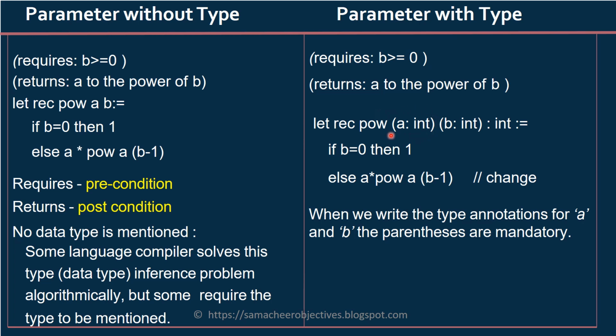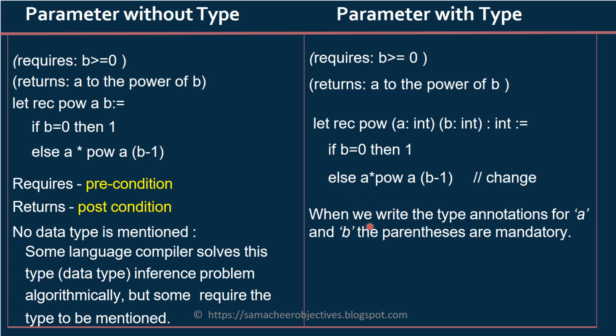How does the data type need to be specified? Followed by a colon and the data type. And second also, b followed by a colon and the data type. And its return value will also be an integer. So colon int and colon equals. It's equivalent to braces in a C++ program. So if b is equal to 0, anything to the power of 0 will be 1. So if b is 0, it means 1. Otherwise it will execute this one.